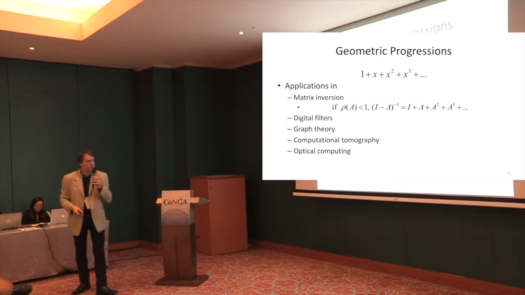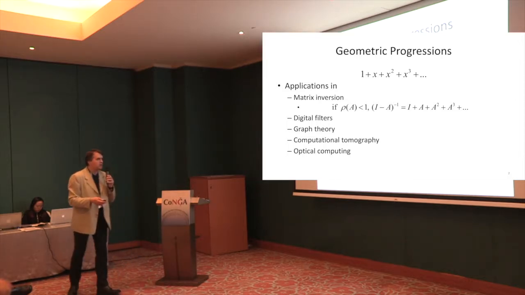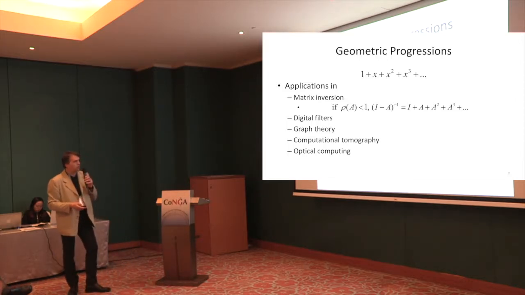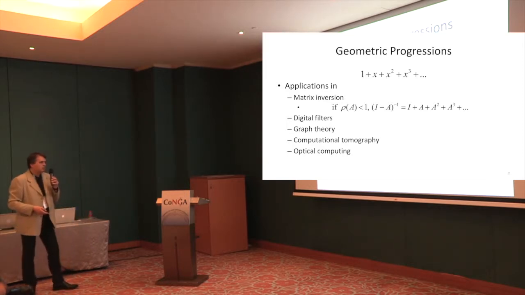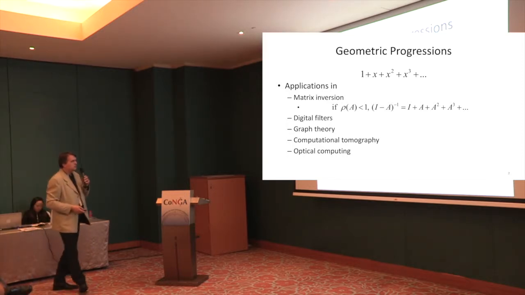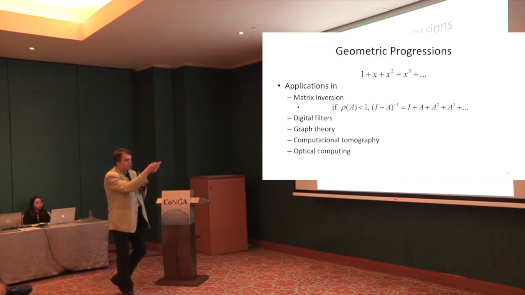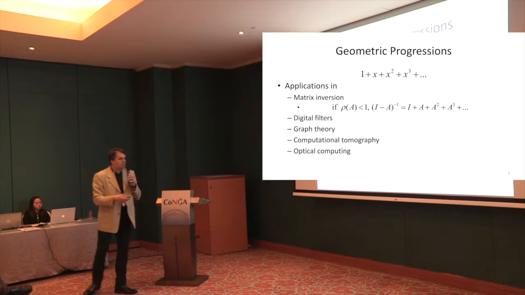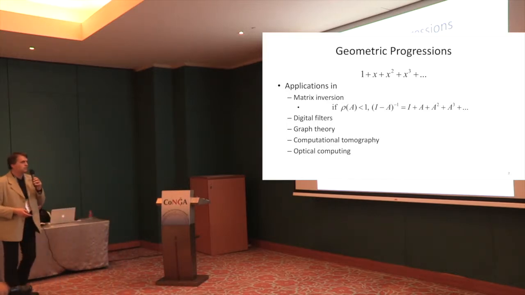How to do the summation, cutting it at a particular point, in the most efficient way is not a well-known problem, despite the fact that it has many applications in digital filtering and in graph theory. I'll specify an application in graph theory today. Computational tomography, the Radon transform, can be converted into the same summation, as well as optical computing and, as I pointed out, the Google page ranking algorithm.